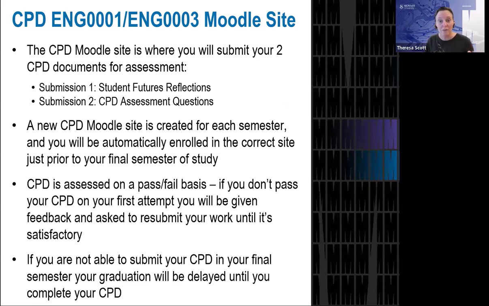If you don't pass your CPD on your first attempt, an academic from your department will give you feedback and you'll be asked to revise and resubmit your work until it's satisfactory. If you aren't able to submit your CPD in your final semester, you'll be rolled over to the next semester for submissions and your graduation will be delayed.